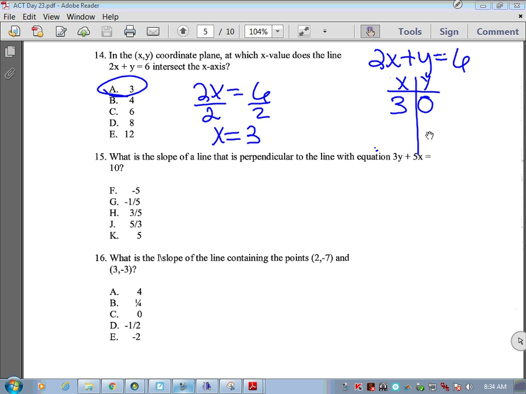The only other way, if you couldn't remember to do that, is I would probably plug this into my graphing calculator, right? I would change that over to slope-intercept form, so I change that to y equals negative 2x plus 6, and then I would hit second table and look at where y is 0. Or even graph it and look at it.